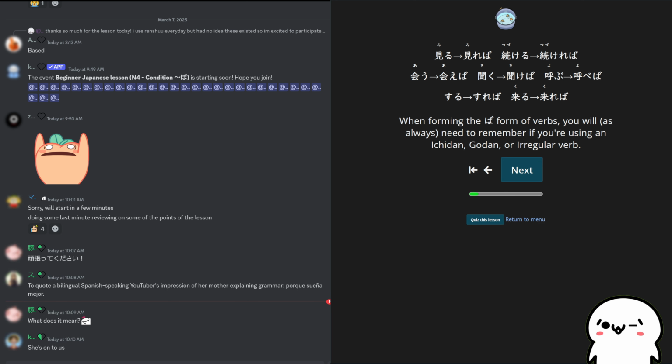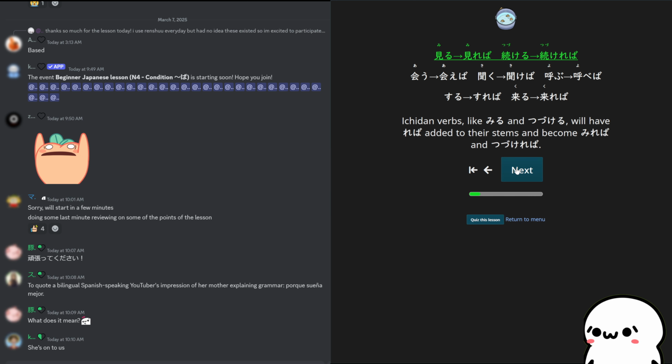So verbs. This is probably the most common usage of ba, although I'm not sure. You see it with adjectives quite a lot as well. So, again, like all our conjugations up until now, we need to remember are they ichidan, godan, or our special verbs, and then based on that, how we are going to conjugate them into the ba. So let's take a look at these three lines.